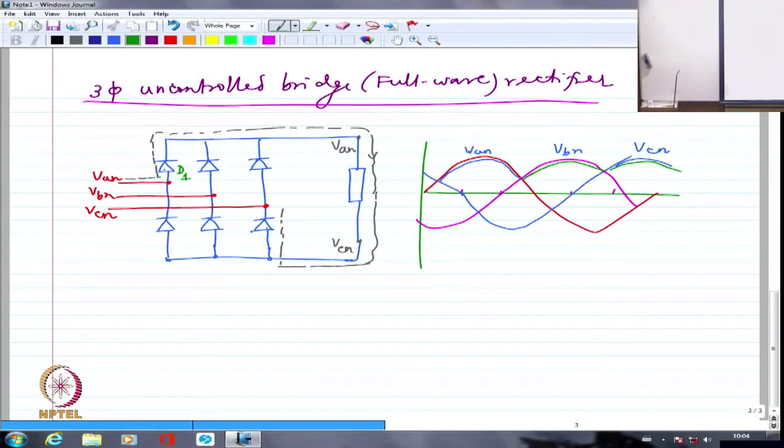But D1 cannot conduct alone. Along with D1, something else has to conduct. So that something else is a negative device, clearly. If I call this D1's conduction, I would call this D2's conduction, this D3's conduction, this portion D4, this portion D5, and this portion, whatever conducts, as D6.